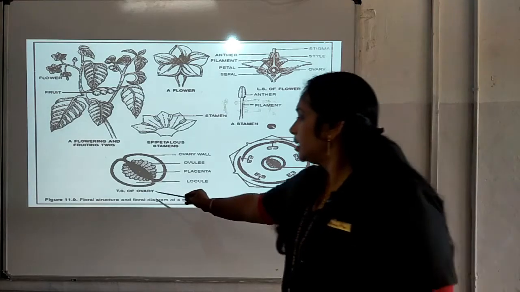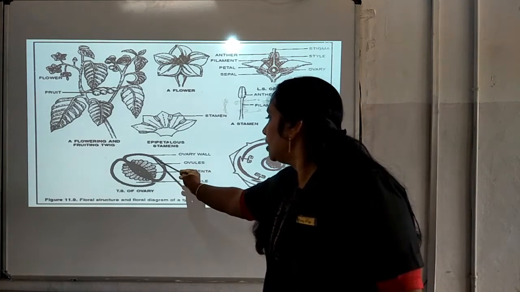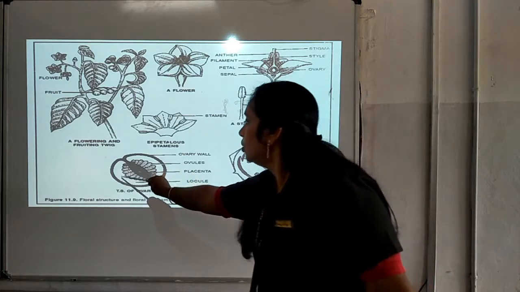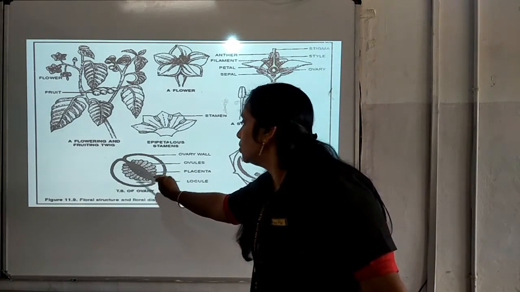Next, when the TS of the ovary is taken, the ovary wall is there, ovules are there, and the placenta is present, isn't it? And these are the locules. It is bicarpellary, so 2 locules are present there.